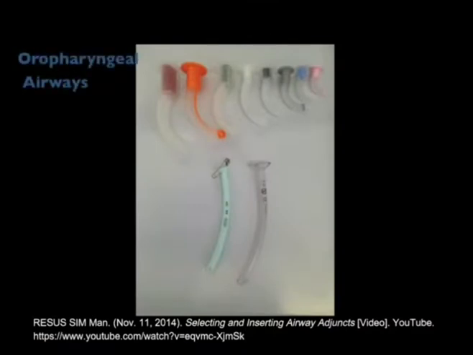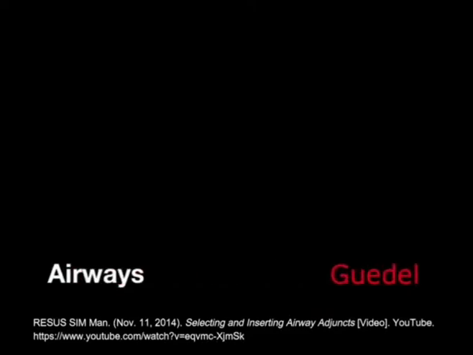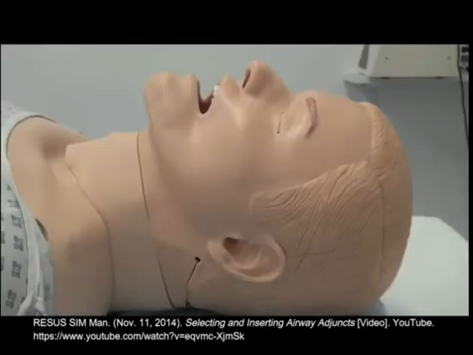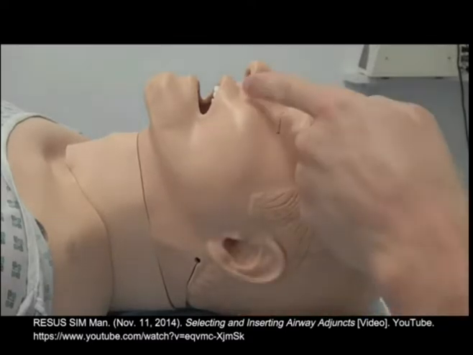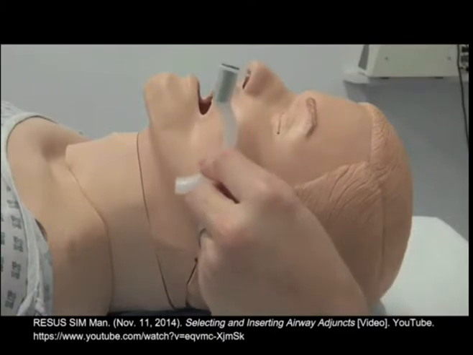Oropharyngeal and nasopharyngeal airways are airway adjuncts that can be used as a temporary measure to help maintain patient airways that are currently obstructed or at risk of obstruction. Both are available in various sizes, and it is important to choose the correct size before trying to insert them. Oropharyngeal airways are measured from the angle of the patient's jaw to the level of their incisors. Ensure you choose the correct size Guedel before using them.